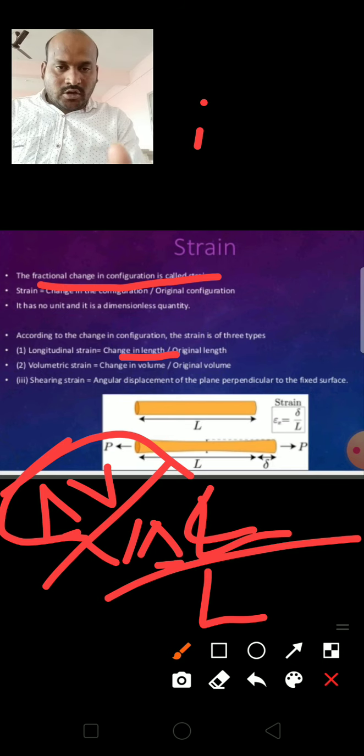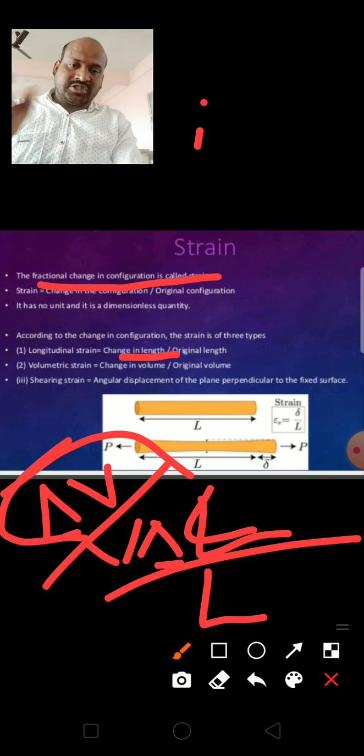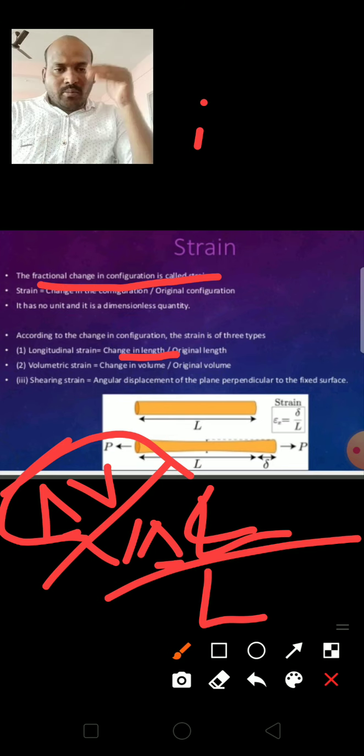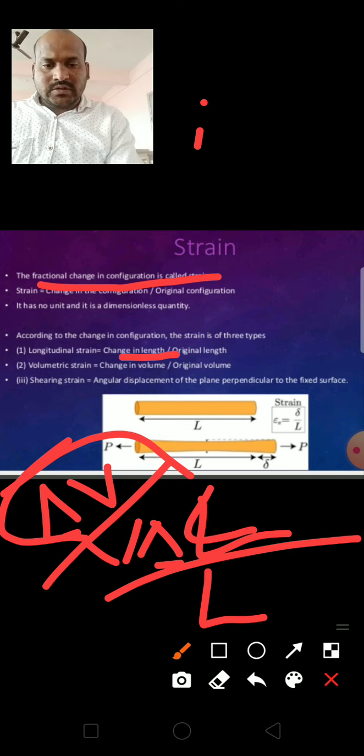So stress has types, and strain also. What is strain? Change of dimension to the original dimension, or fractional change of configuration. There are three types of strain: longitudinal strain, volume strain or bulk strain, and shearing strain. Change of length is longitudinal; change of volume is volume strain; and shearing strain is the angular displacement of the plane perpendicular to the fixed surface. So these are all the types of strains.